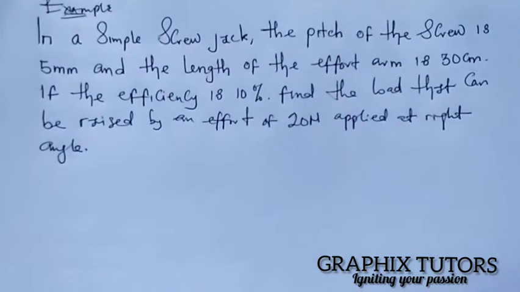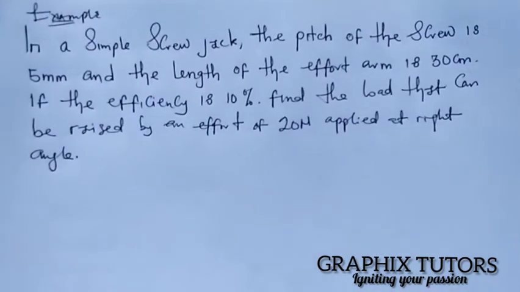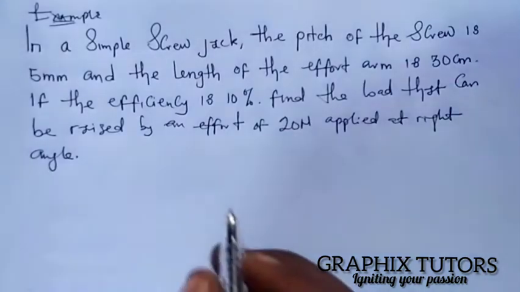And the example goes like this. It said, in a simple screw jack, the pitch of the screw is 5 mm and the length of the effort arm is 30 cm. If the efficiency is 10%, find the load that can be raised by an effort of 20 Newton applied at right angle. Now let's see how it goes.